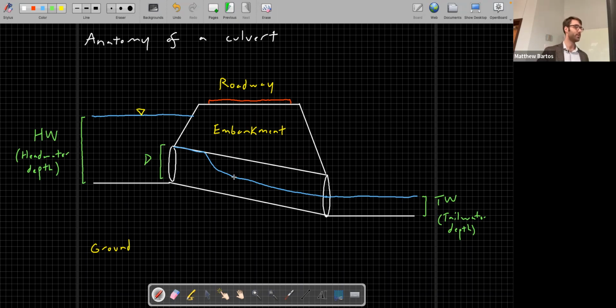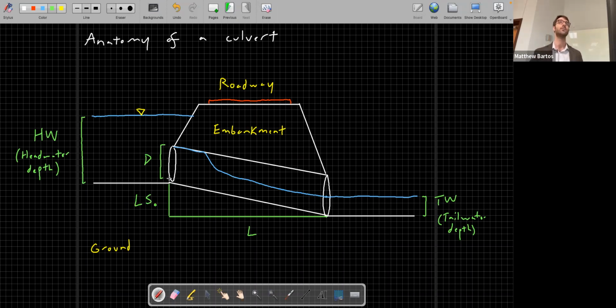Okay, in addition to that, we also need to know the length of the culvert. We'll call this L. And we will need to know kind of the elevation of the bottom of the upstream end above our datum, which is the elevation at the downstream end. And I will just call this L times the bed slope S naught.